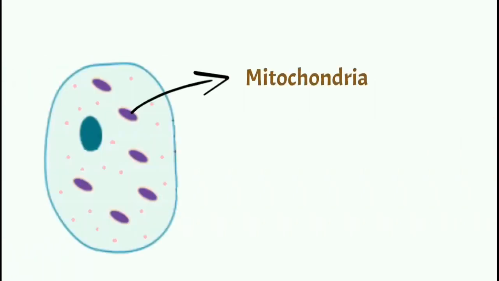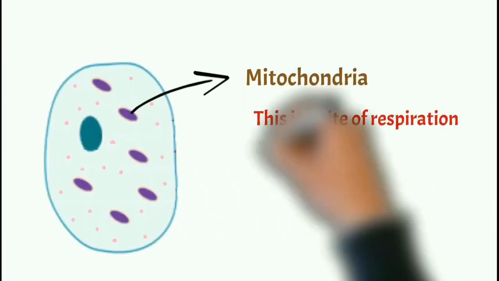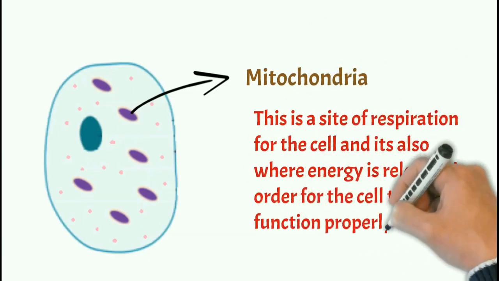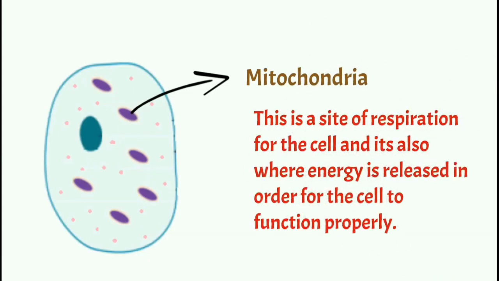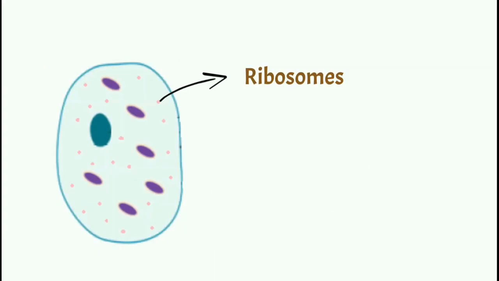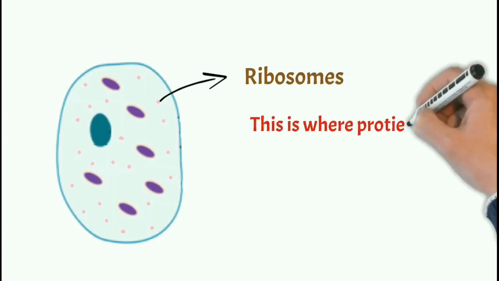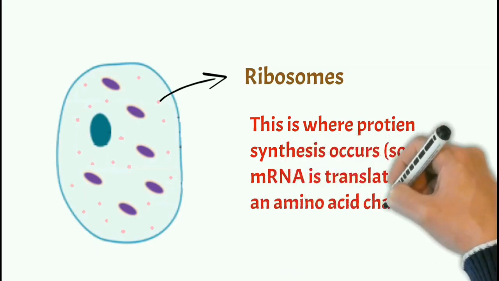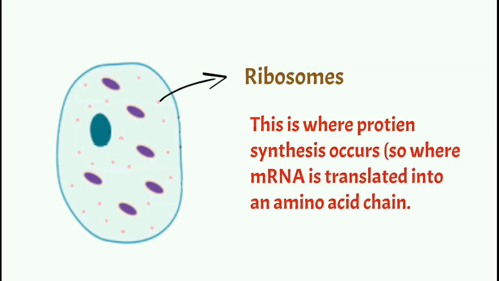Following up, we have the mitochondria. This is the site of respiration for the cell, and it's also where energy is released in order for the cell to function properly. And finally, we have the ribosomes. So this is where protein synthesis occurs, where mRNA is translated into an amino acid chain.